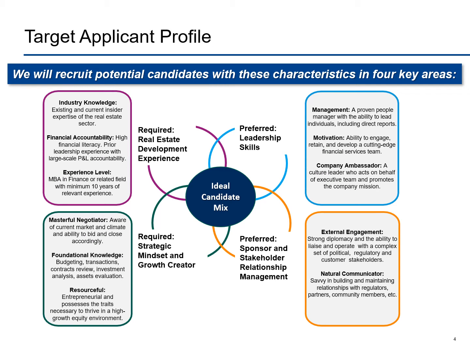Our target applicant profile will feature 4 key characteristics, 2 of which will be required and 2 of which are preferred. Under each of these characteristics will be subcategories, also known as attributes for purposes of this presentation, and there will be 12 attributes total for the target applicant profile. For required characteristics, we have real estate development experience and strategic mindset and growth creator. For preferred characteristics, we have leadership skills and sponsor and stakeholder relationship management.